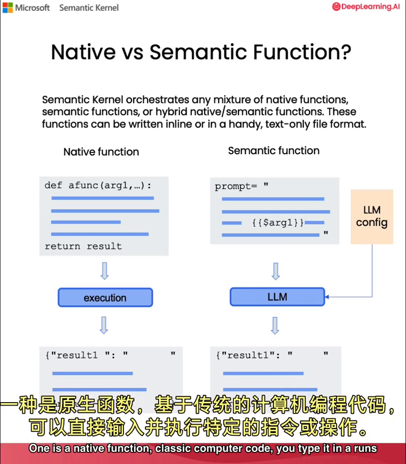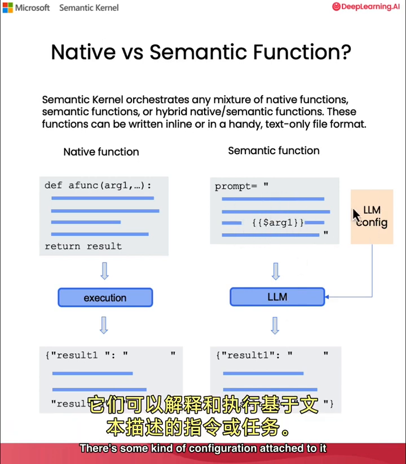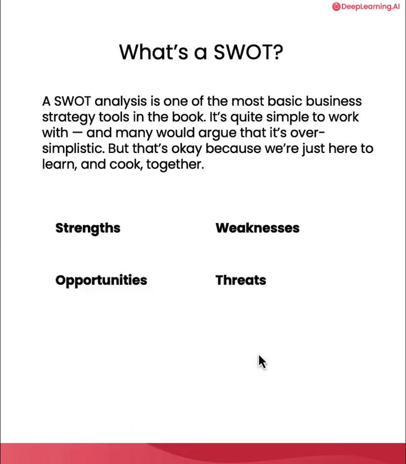One is a native function, classic computer code. You type it and it runs. Or semantic functions, composed of text that is parameterized. There's some kind of configuration attached to it, and it produces output as well as a native function. But you'll find that these semantic functions are usually powerful.